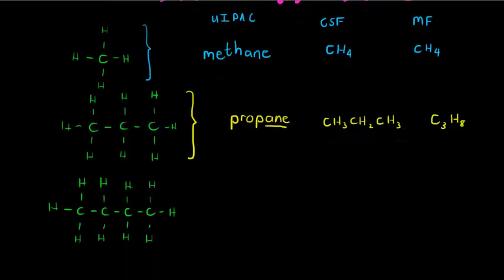And then finally we have one with 4, and 4 hopefully you know is but. Okay, but you can definitely have a table with you with the prefixes that we learned in the previous video until you know them off by heart. This is butane. Butane is CH3, CH2, CH2. Okay, and I can do it off by heart, but I would recommend that you stick to looking at your structural formula and describing each one of them.